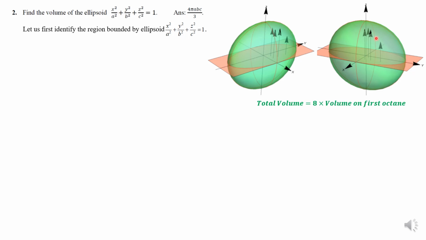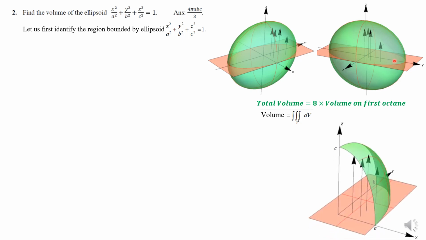So we'll find the volume only on the first octant and we'll multiply it by 8. We'll get the total volume. If you wish to see the ellipsoid only in the first octant, it will look something like this. Okay, this is what we are going to find. The volume of this region we are going to find out.